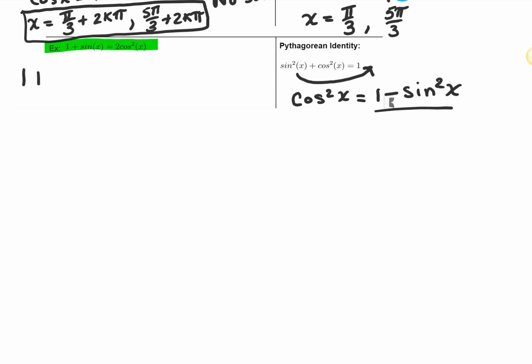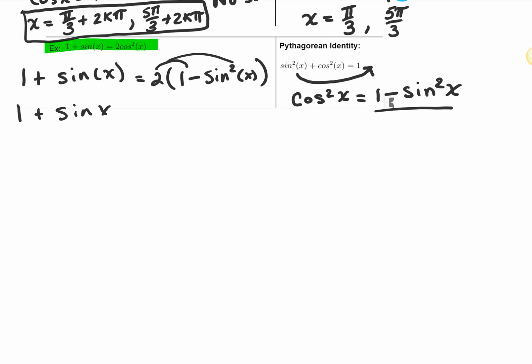I'm going to say 1 plus the sine of x equals 2 times 1 minus sine squared. Let me fix that: 1 minus sine squared of x. Looks something like that. Now I'm going to do some simple distribution here. I'm going to get 1 plus the sine of x equals 2 minus 2 sine squared of x. And I'm going to do my best to eliminate the right hand side, move everything to the left, so that I can get a quadratic that's equal to 0.